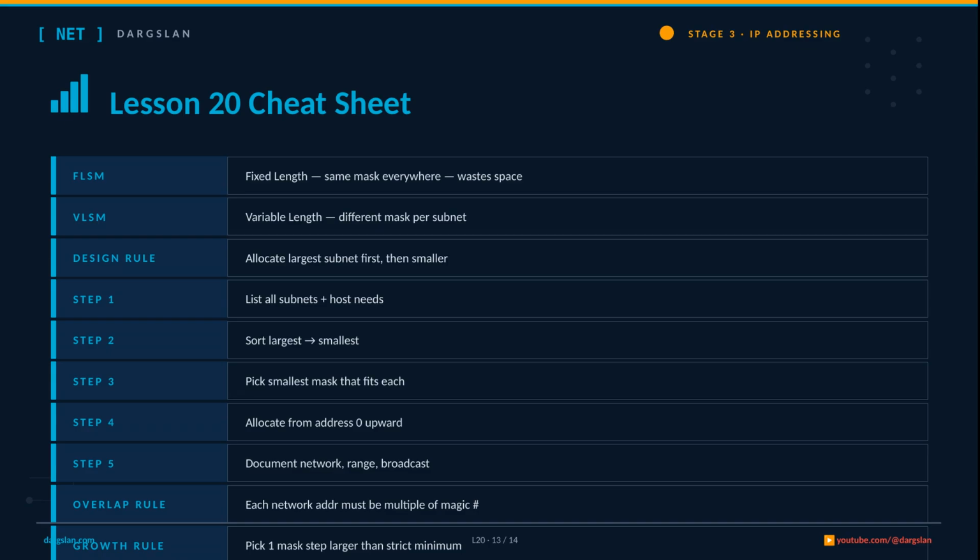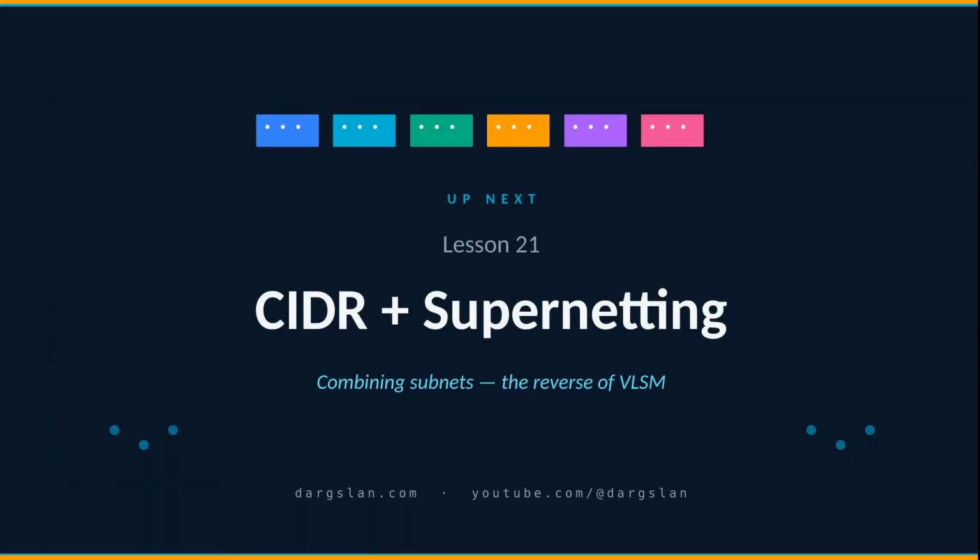It works every time. That wraps up VLSM, but the story isn't over. In the next lesson, we flip the script entirely. Instead of carving one network into smaller pieces, we'll combine multiple networks into one. That's CIDR and supernetting, and it's how the internet itself keeps routing tables manageable.